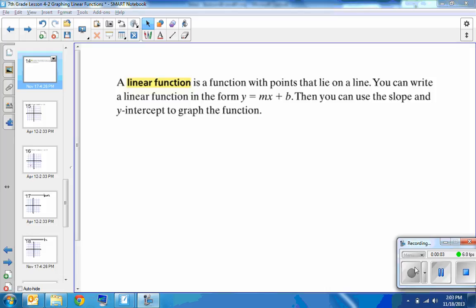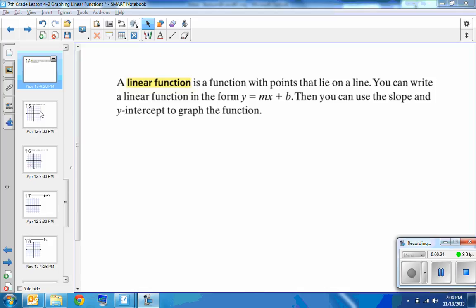Hey everyone, so today in class we were up and about and we were actually making our linear functions by being the graph. So I wanted you to have another review to go back and make sure you understand how to graph a linear function. So we talked about today that a linear function is a function whose points lie on a line.